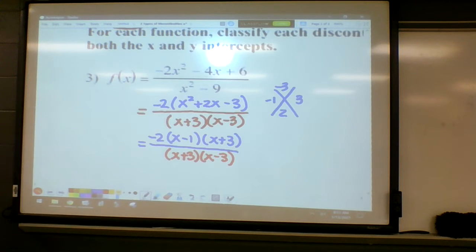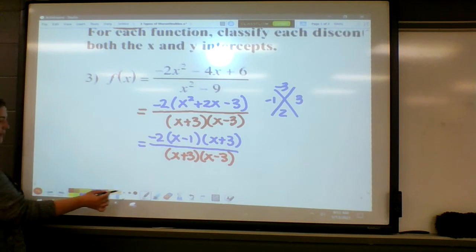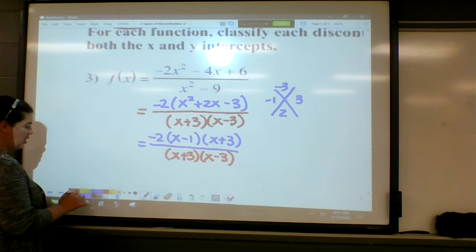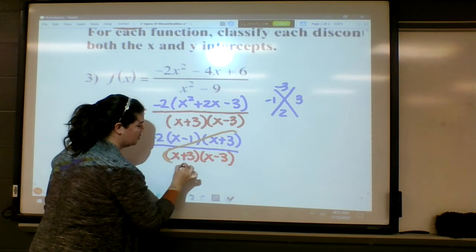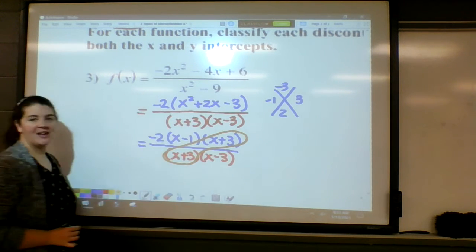When it is all factored, then we can not only say what the discontinuities are, but we can say what kinds they are. And guess what? We can also really easily find the x-intercepts. So we're kind of throwing that in today as well. So what do you notice about the numerator and denominator? They both have an x plus 3. Perfect. So circle the x plus 3s. You have a match, right?